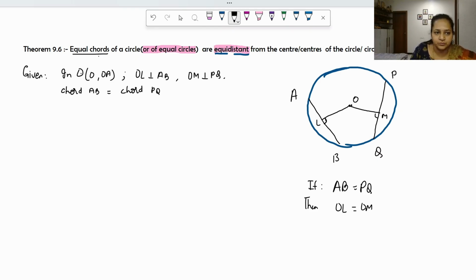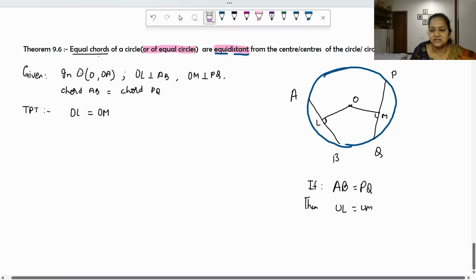Okay. And what we want to prove is that these two equal chords are equidistant from the center. That means their distance from the center is equal. Distance of chord AB from the center is OL and distance of chord PQ from the center is OM. This is what we want to prove. Is the statement of the theorem understood?